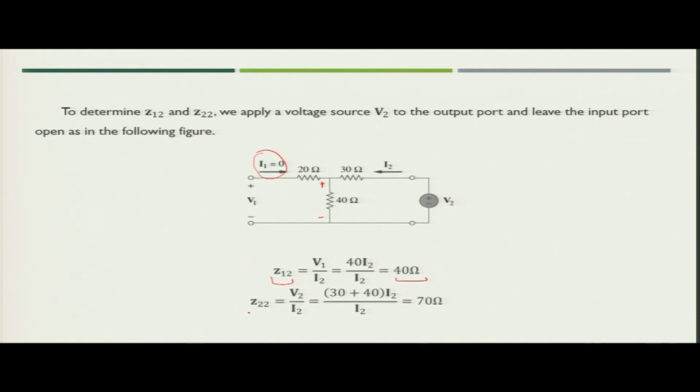Now, next you need to find out the value of Z22, that is V2 upon I2. So, what is the value of V2? If you see this particular circuit, V2 can be represented as 30 plus 40, these are the resistances, 30 plus 40 into I2. So, if you solve V2 upon I2, you will get Z22 as 70 ohm.